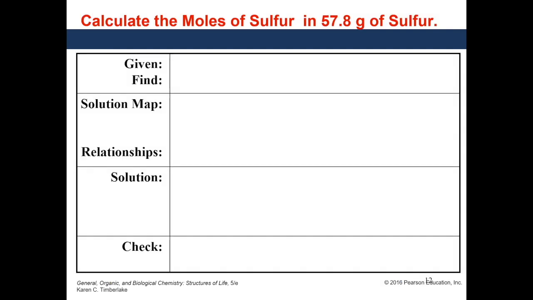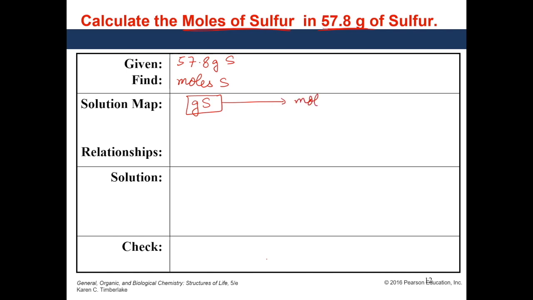For instance, let's try this question. Calculate the moles of sulfur in 57.8 grams of sulfur. So what's given to us is grams of sulfur, and it's asking what is the moles of sulfur. So we need to go from what's given to us, which is 57.8 grams, to moles of sulfur. So what is our solution map? We need to go from sulfur grams to moles.